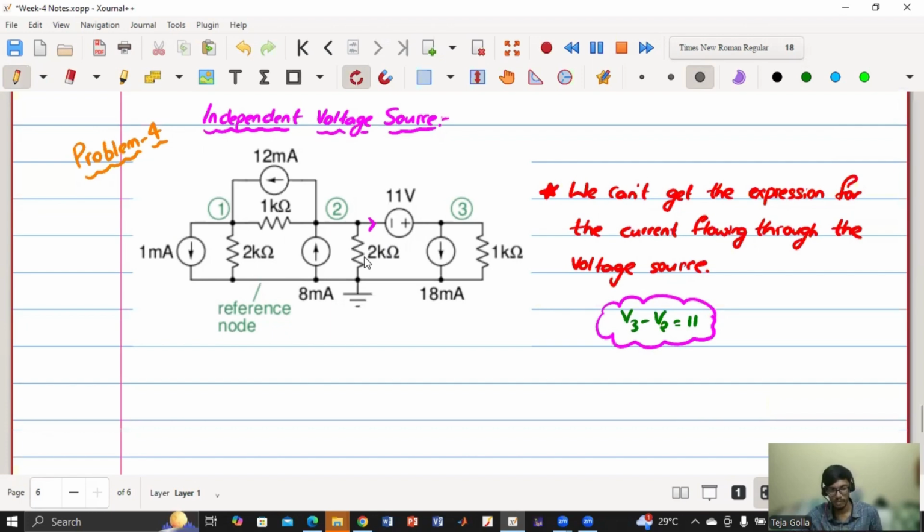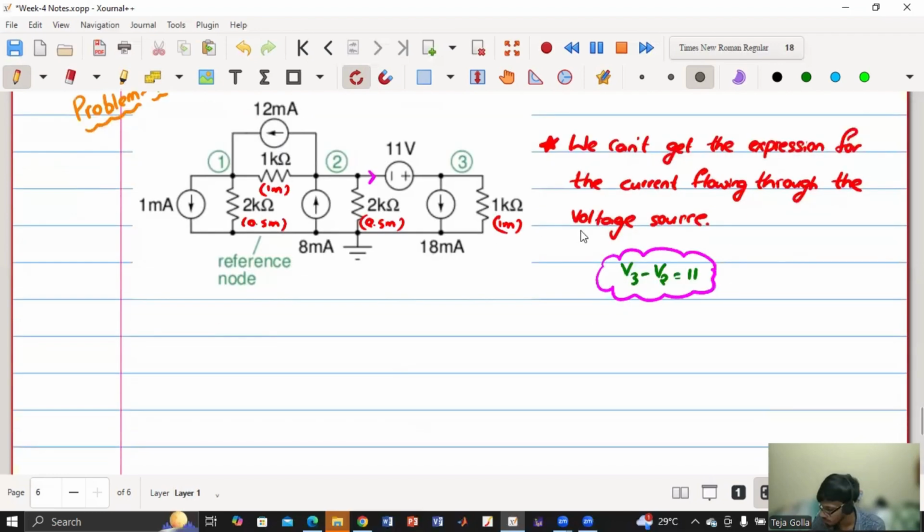Okay, first we'll convert everything into siemens, millisiemens: 0.5 milli, 1 milli, then 2 means 0.5 milli, then here also 1 milli. So at node 1, nothing is going to change because there is no voltage source. So at node 1, everything remains the same.